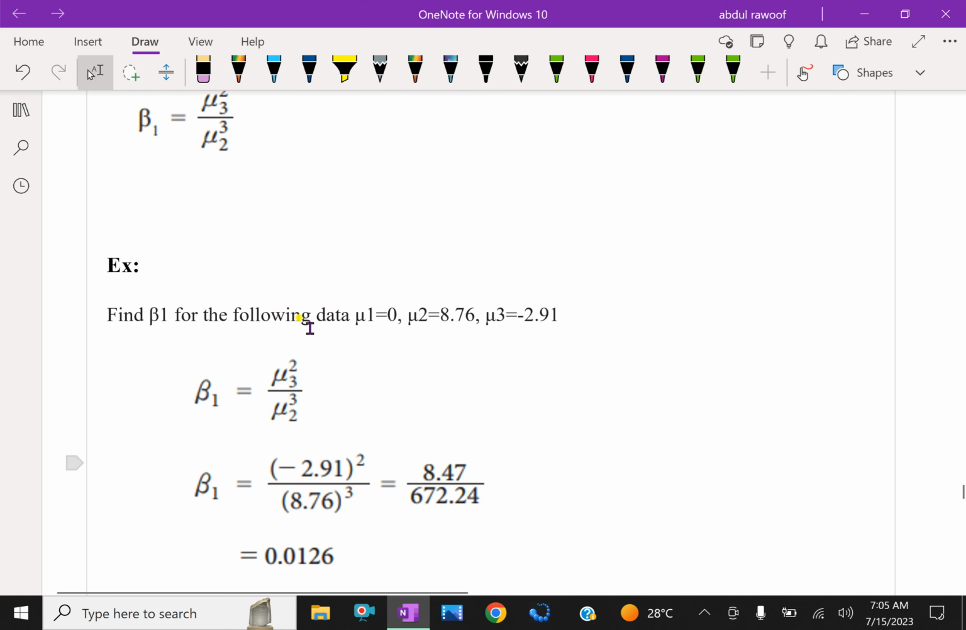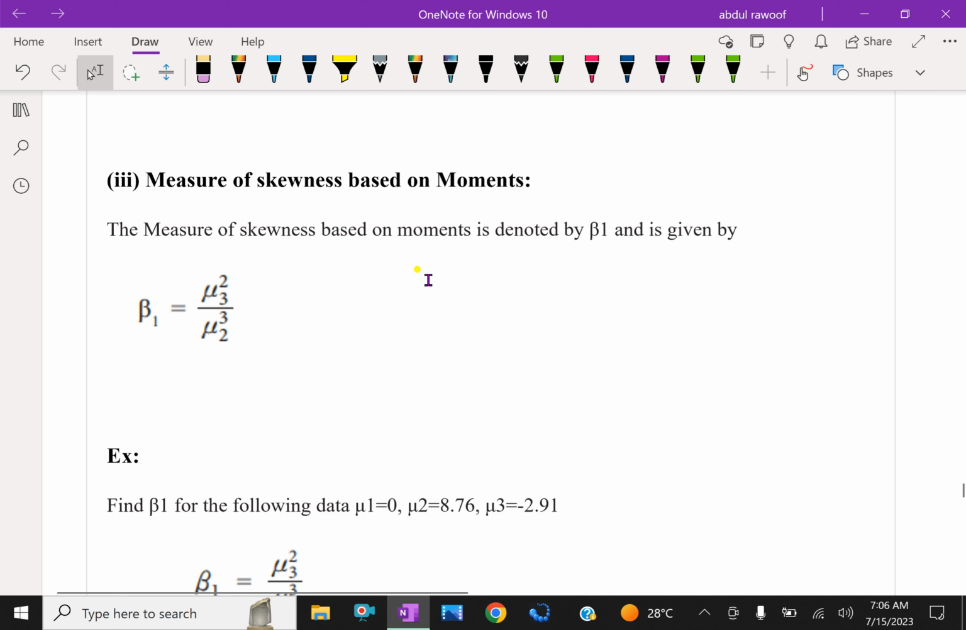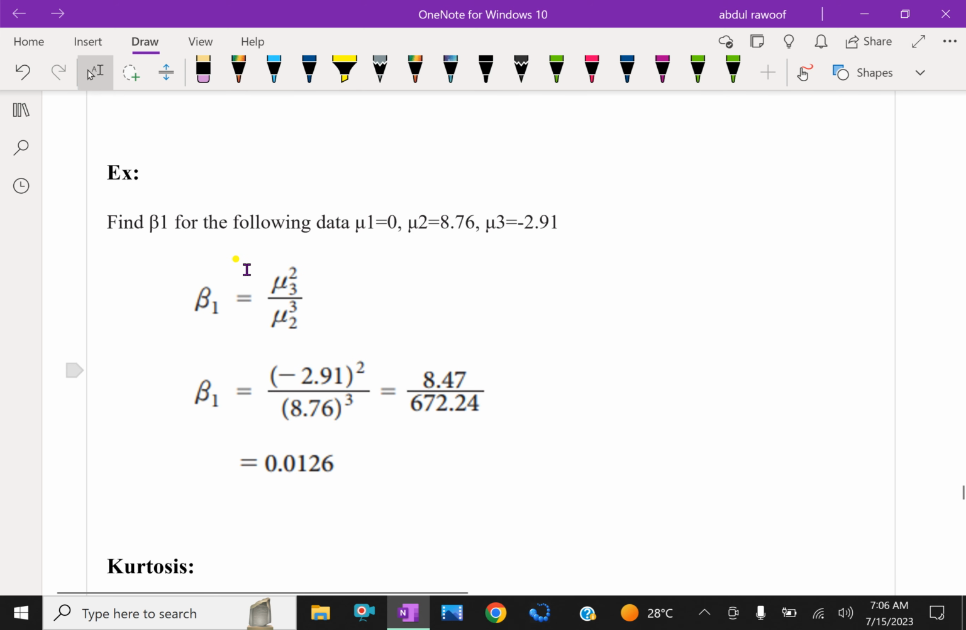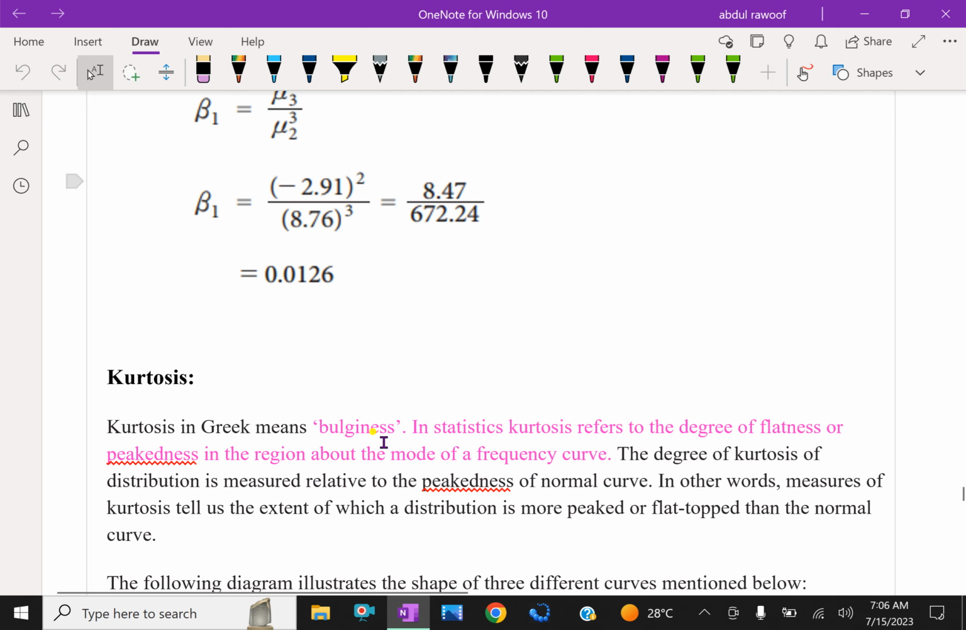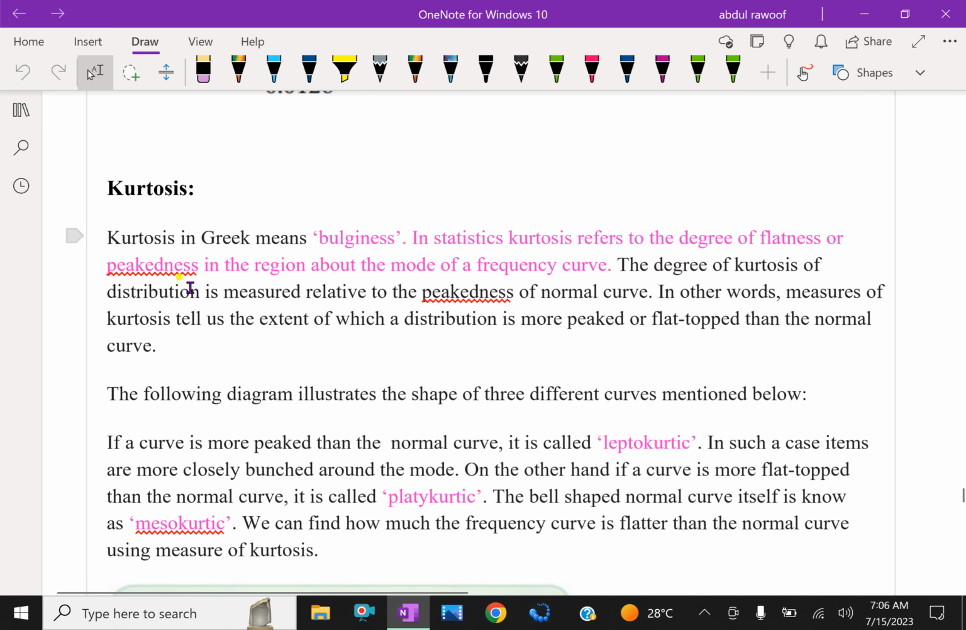Find beta 1, that is, the measure of skewness based on moments, for the following data. Mu 1 is 0, mu 2 is 8.76, mu 3 is minus 2.91. So the formula is beta 1 is equal to mu 3 square over mu 2 cube. So minus 2.91 whole square over 8.76 whole cube, which by simplification we get 0.0126.